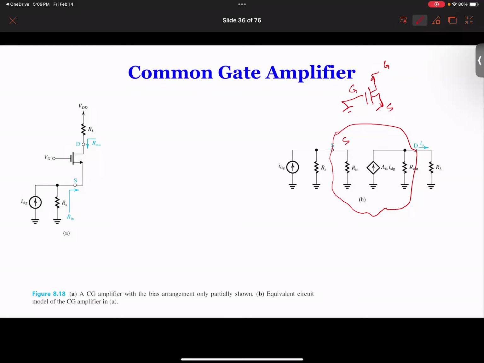Okay, so that's the most difficult thing to do. How do you find R in and R out and AIS? So this is what we're going to do: we're going to start to draw the small signal model to figure out what this R in and R out is. For this one, to draw the small signal model, now we need to go back to the pi model. So now we're going to draw the pi model.